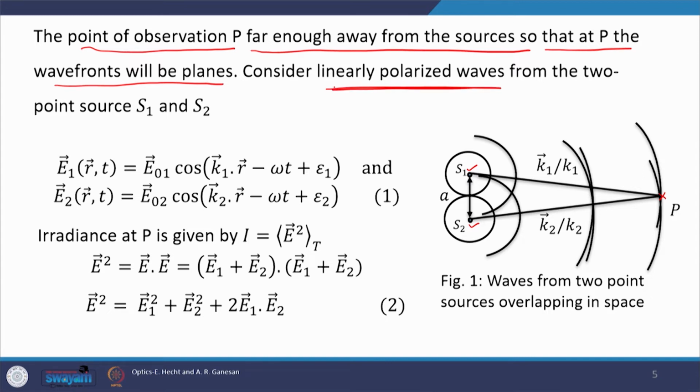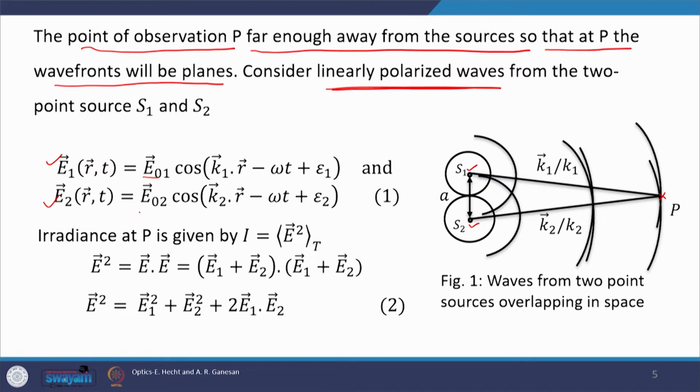Okay. Now, we will analyze this situation mathematically. Suppose E1 is the field emanating from point source S1, and E2 is the field emanating from point source S2. Then E1 can be expressed as E naught 1 cos(k1 dot r minus omega t plus epsilon 1), where epsilon 1 is the initial phase, k1 is the wave vector associated with S1, and r is the radial vector.